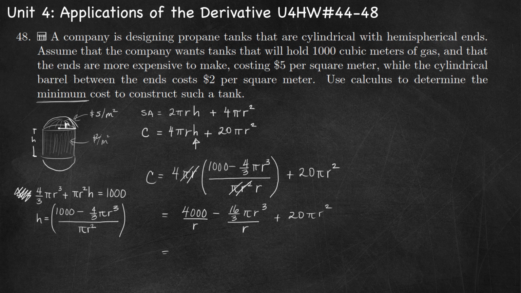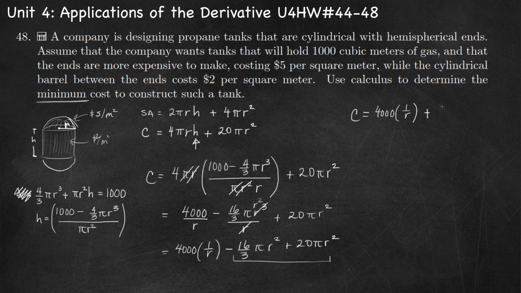If I keep simplifying, this is 4,000 times 1 over r minus, now this r cancels with one of these r's and leaves an r squared, so 16/3 pi r squared plus 20 pi r squared. Now these are like terms that I can combine, so I'm still simplifying. My cost equation is 4,000 times 1 over r plus 44/3 pi r squared. So then we can take our derivative.